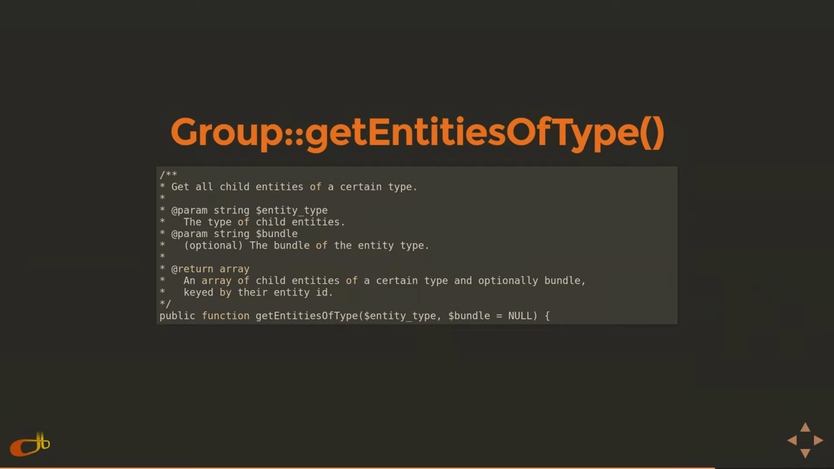And then group get entities of type. Once again, there's a couple of different options here, right? You specify the entity type, the bundle, and then it tells you it gets an array of child entities of a certain type and optionally bundle, keyed by their entity ID. So you know exactly what you're getting out of it.